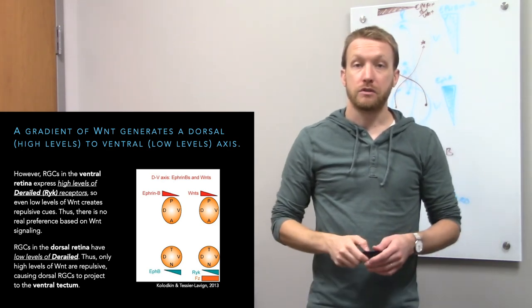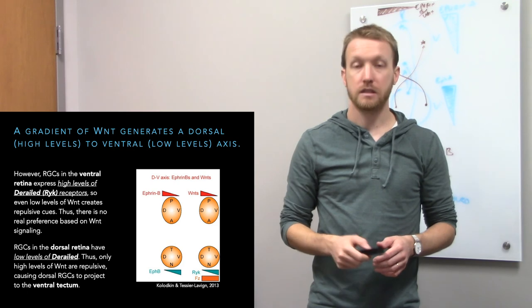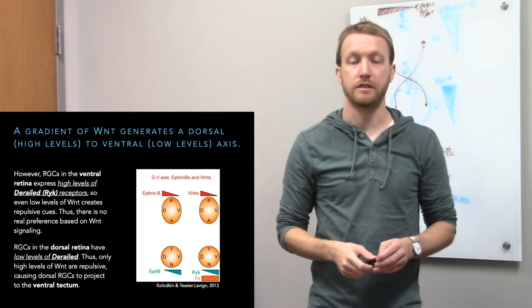Now the next thing we have to do is build some dendrites and then make a synapse. Next thing you know, we've got ourselves a finished nervous system.